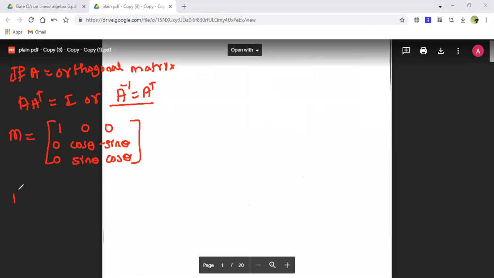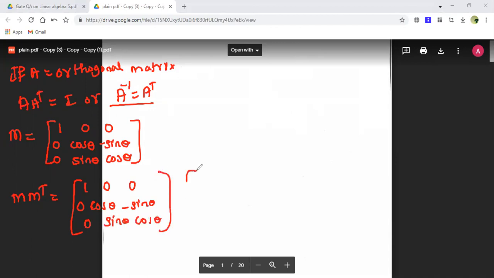I want M into M transpose, because I have to check the condition, that is M into M transpose. So this will be equal to 1 0 0, 0 cos theta minus sin theta, 0 sin theta cos theta, into the transpose, which is 1 0 0, then 0 cos theta sin theta, then 0 minus sin theta cos theta. Okay, so this is the transpose of M.